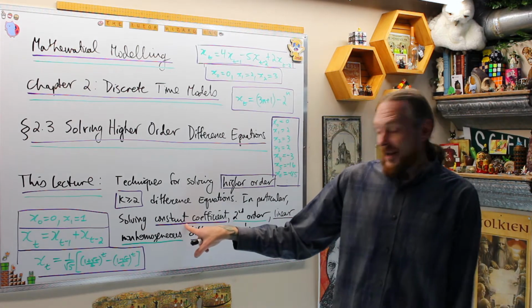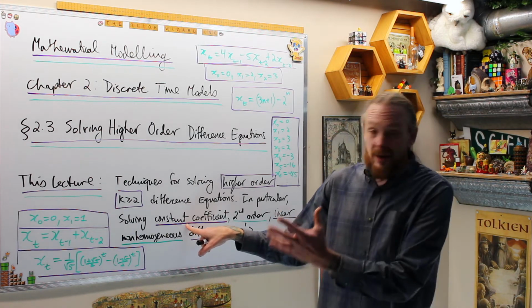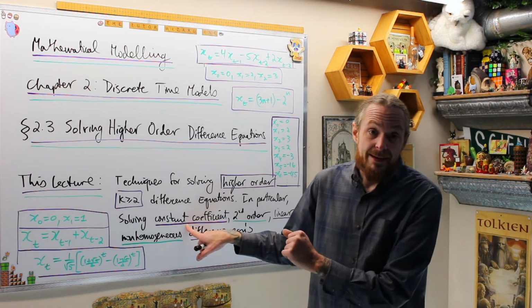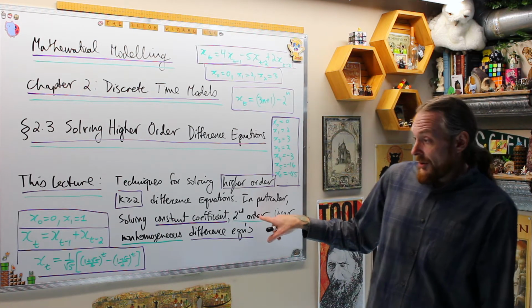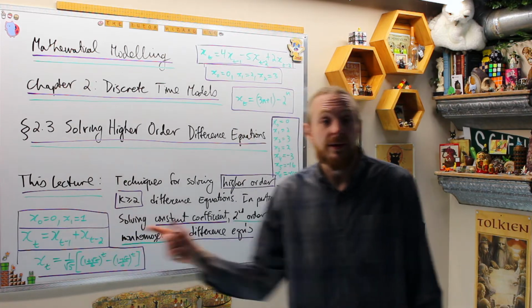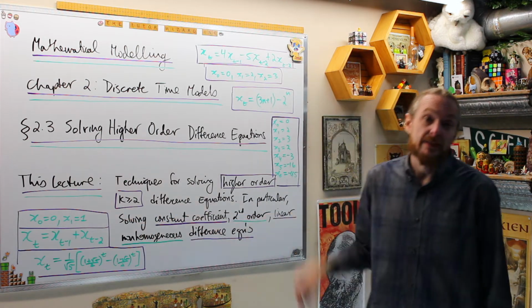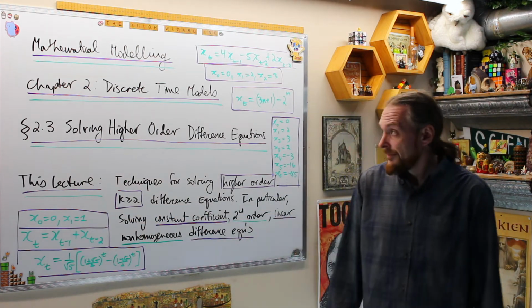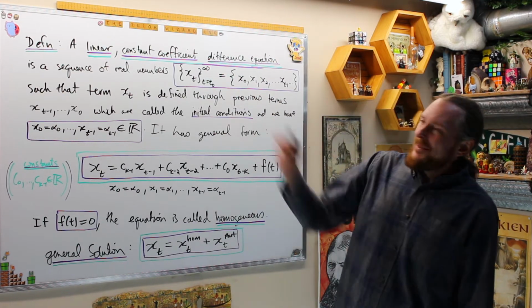Then at first we're going to make sure all the coefficients in front of all these terms are constant numbers, not functions of time. And then we're going to focus on degree 2, or order 2, which means that x_t will depend on only 2 previous ones. So order k means you depend on k different previous timestamps. Let's get to it.